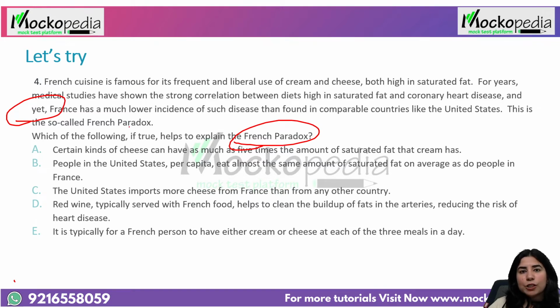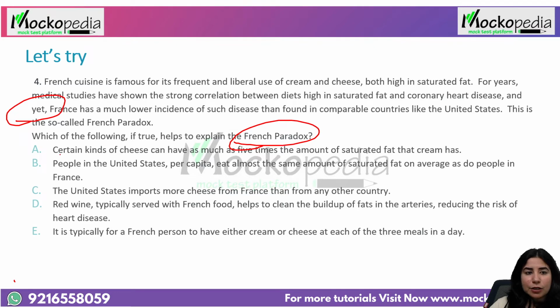So they are saying that French cuisine uses cream and cheese liberally, and there is a high correlation that people who consume such high saturated fat will be more prone to heart disease. Yet, France has lower incidence of such disease despite such high inclusion of cream and cheese. So, when you compare it to countries like the USA, you need to give an answer that explains why this is happening: that despite consumption of high saturated fats, there is lower incidence of heart ailments, right?